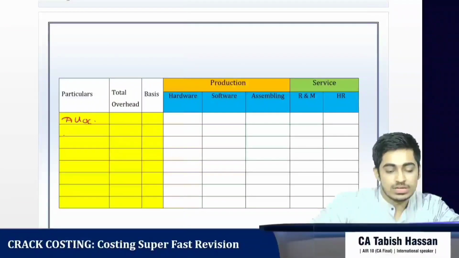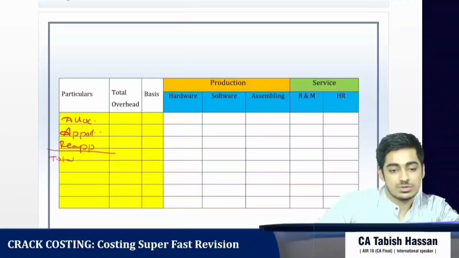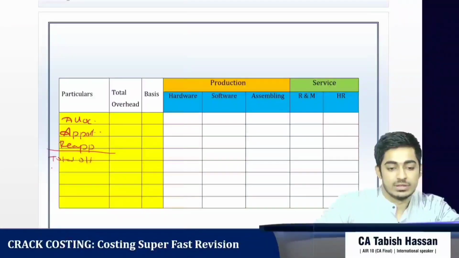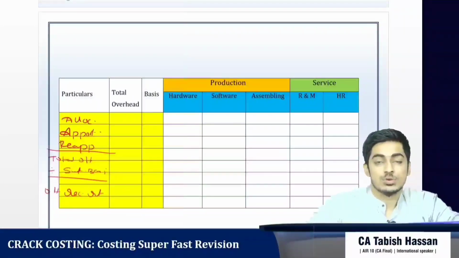We do allocation, apportionment, reapportionment. This gives us total overhead. We divide by a suitable basis, we get the overhead recovery rate. This is the format in which we solve questions in exams.